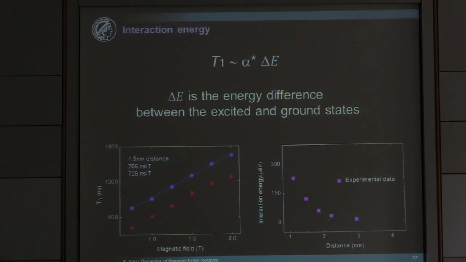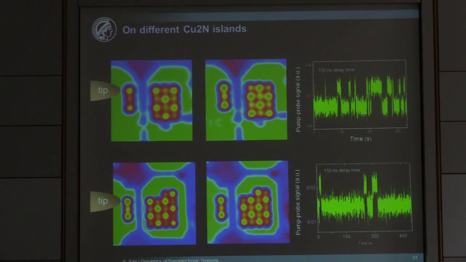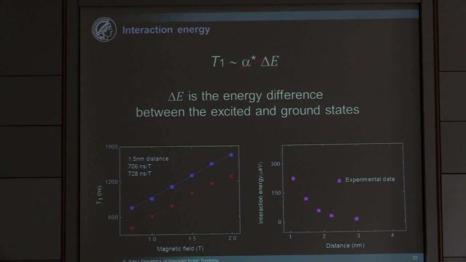So we can characterize the T1, how it scales with delta E, by also measuring the lifetime changes with the external magnetic field. So we know the slope. In this case, we can get the interaction energy, because we know the delta tau induced by the big nanostructure, and also we know the slope. So we will know the interaction energy.